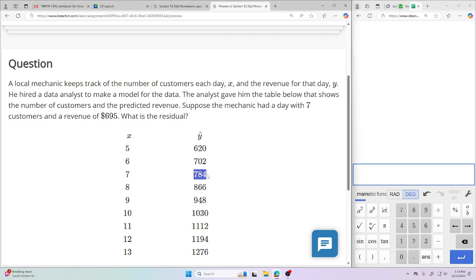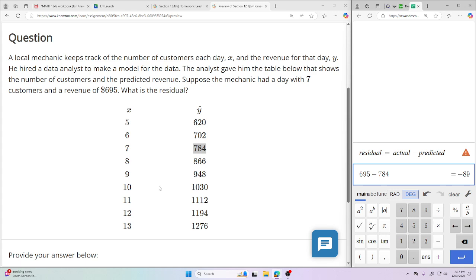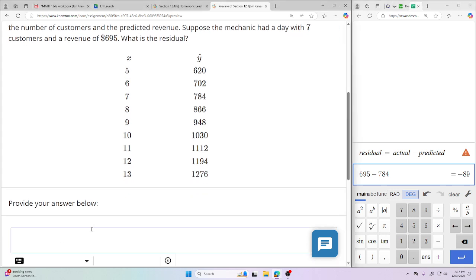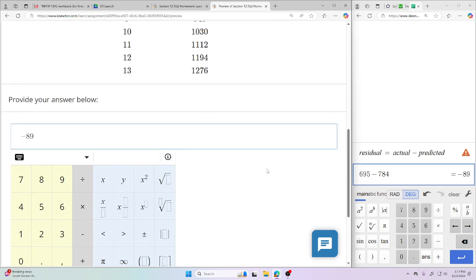This is my predicted. Okay, so let me rewrite my formula. Residual is equal to the actual minus predicted, right? It says what is residual? So my actual was what? 695 minus predicted of 784. There's my answer for the residual. Didn't we just have this one on the workbook? Like literally a copy paste.